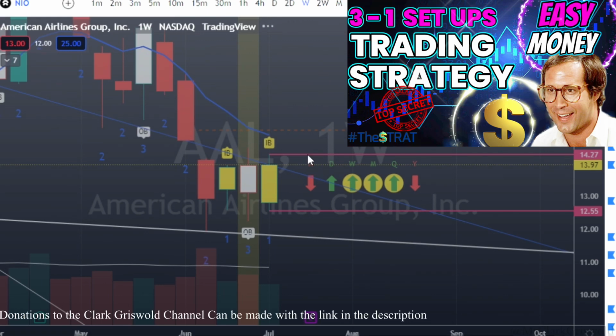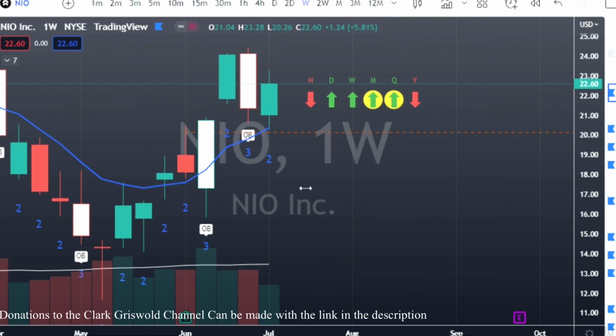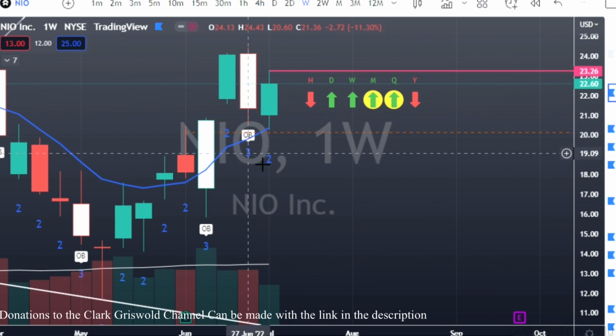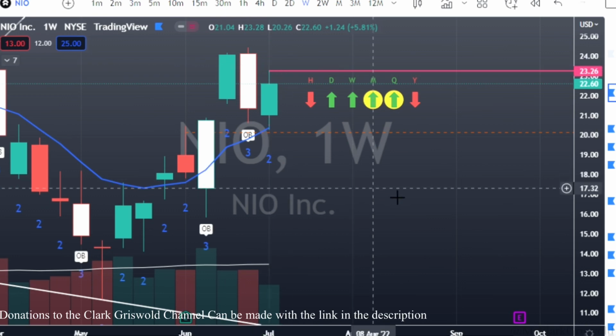NEO, I think, has a 2 down that finished green. Wait for that chart to pull up. There it is. So we are looking on NEO for a 3. This is an outside bar. It's marked there. We have that indicator showing us 3, 2 down, 2 up reversal is what we're looking for.